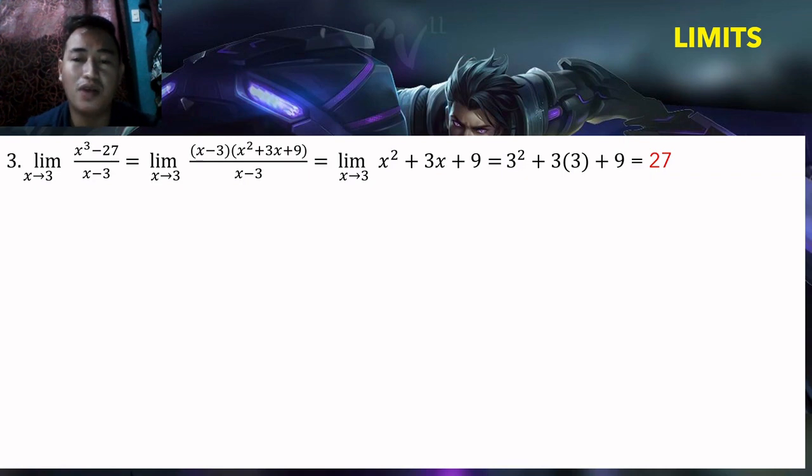So, the limit of x squared plus 3x plus 9 as x approaches 3 na class. So, substitute na nato si 3. So, 3 squared plus 3 times 3 plus 9. So, this is 9 plus 9 plus 9 equals 27.